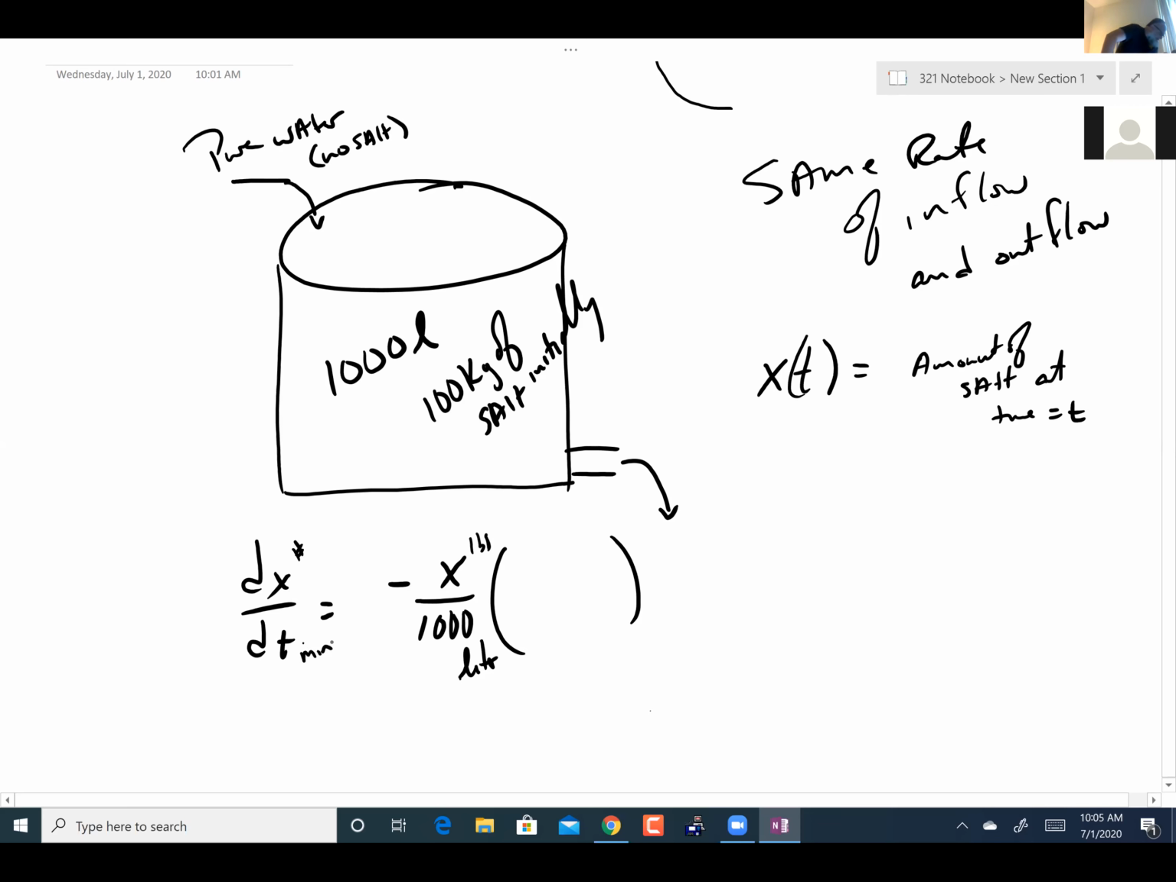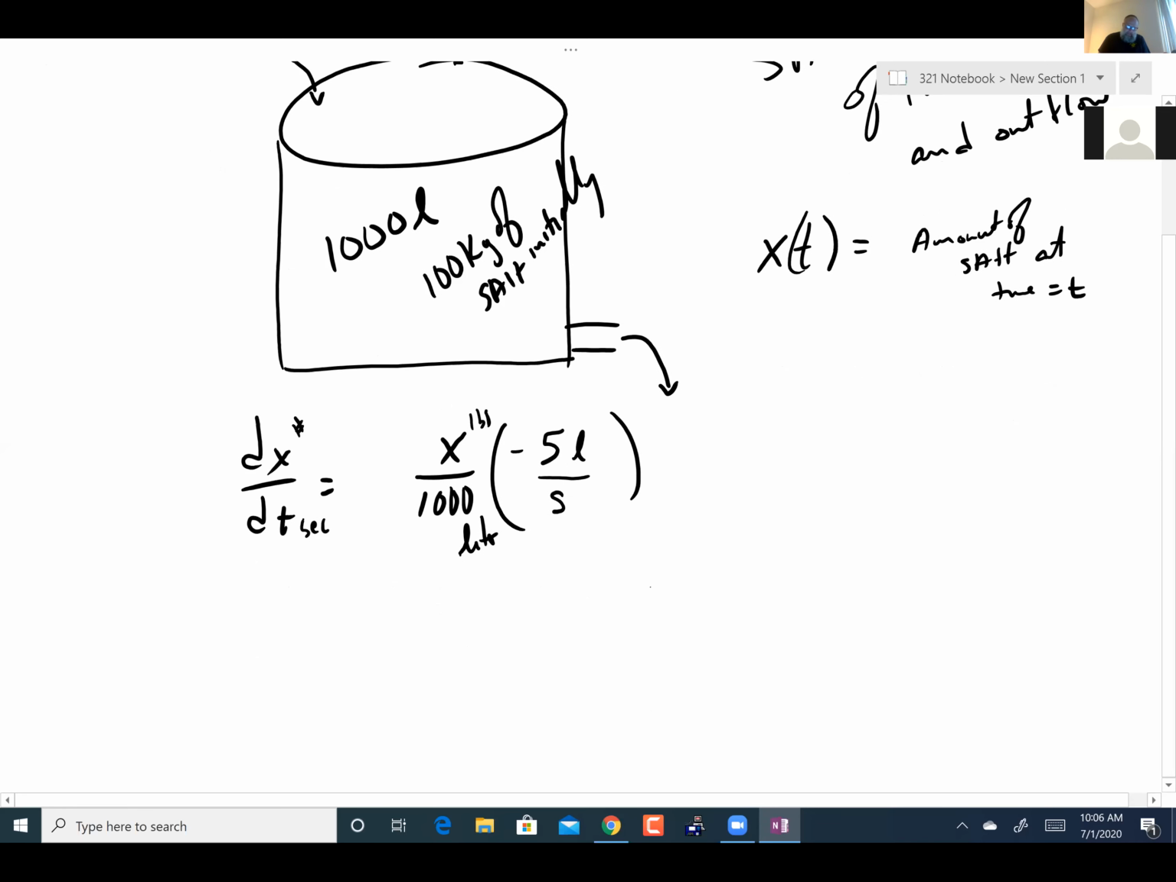If you look at the problem, it says we're pumping in and out at 5 liters, not per minute, per second, 5 liters per second. And it's going out, so it's going to be 5 liters per second. If you want to put the negative over here and not here, it makes no difference to me. But what ends up happening is that the liters cancel out, and you get dx/dt equal to negative 5x over 1,000, or if you prefer, negative x over 200. Once you're here, for the first tank, you are home free.